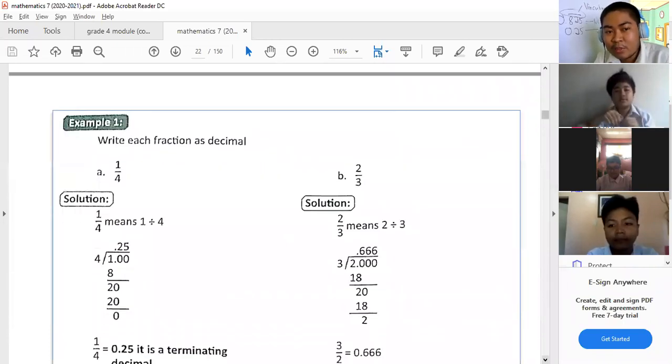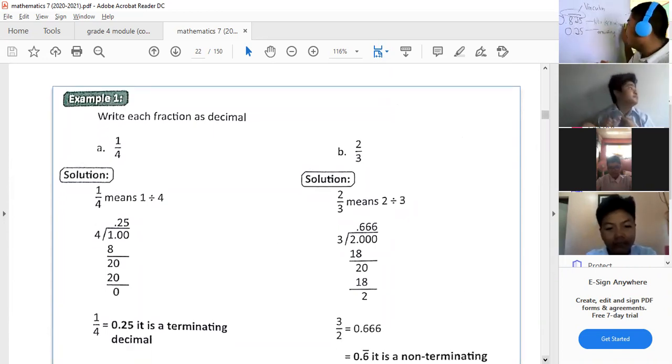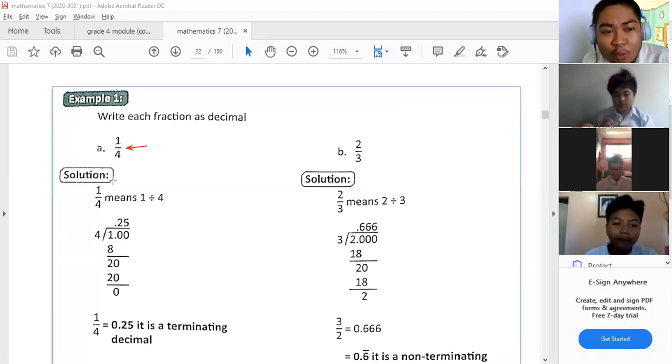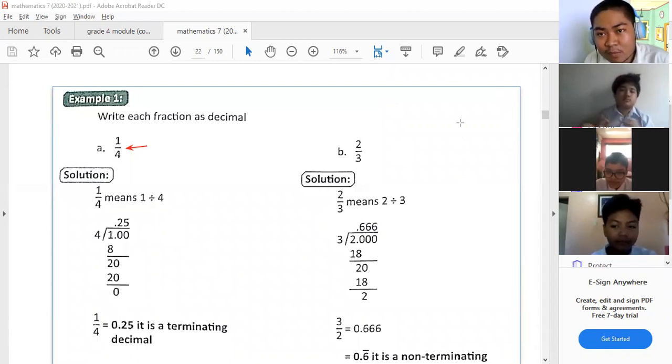So, example. So, write each fraction as a decimal. So, anong gagawin natin? For example, letter A, 1/4. So, anong ginawa natin sa 1/4 na yan? Ibig sabihin lang nung bar na yon is divide. We need to divide. Okay. So, 1/4 means 1 divided by 4. So, paano tayo nagdi-divide? Paano ulit tayo nagdi-divide?